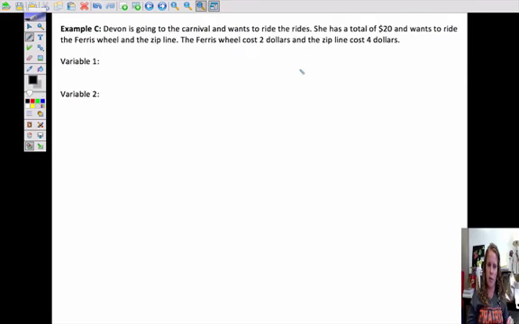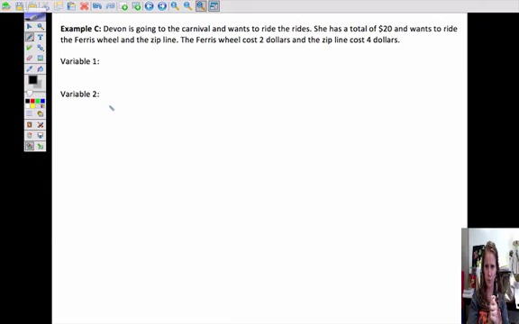Example C. Devin is going to the carnival and she wants to ride rides. She has a total of $20 and she wants to ride the Ferris wheel and the zip line. She doesn't care about any other rides. The Ferris wheel costs $2 and the zip line costs $4, okay? Now, notice here I didn't put independent and dependent variable because this is going to be an equation written in standard form where one doesn't really depend on the other. We can have a lot of different situations. Take a second, guess what our variables are here. What are we looking at?